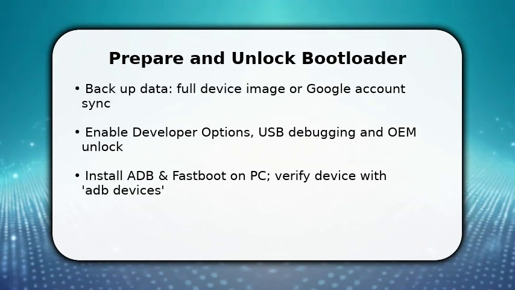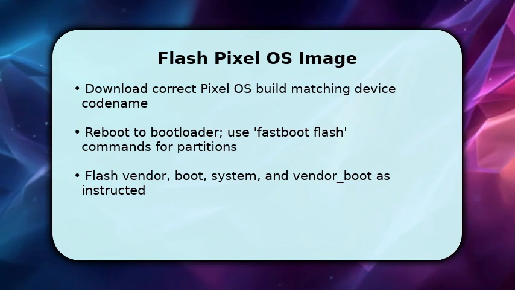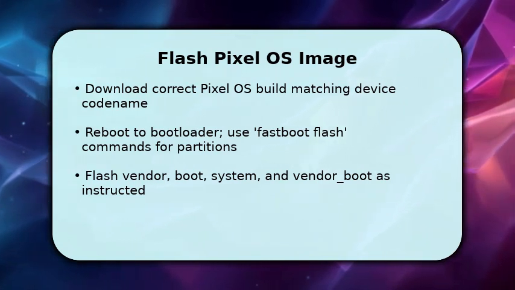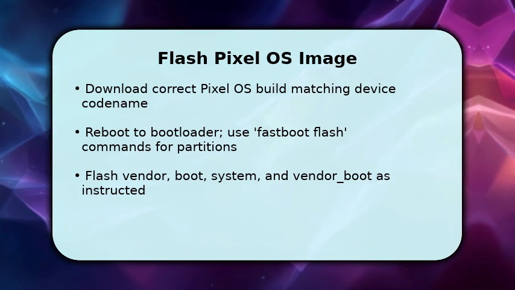Next, you move into flashing. Identify the exact device codename and download the corresponding Pixel OS image. Reboot to bootloader with adb reboot bootloader, then use Fastboot to flash partitions in the required order.